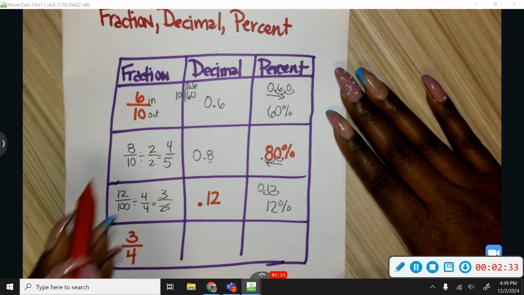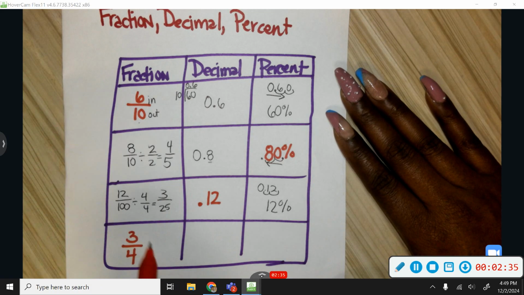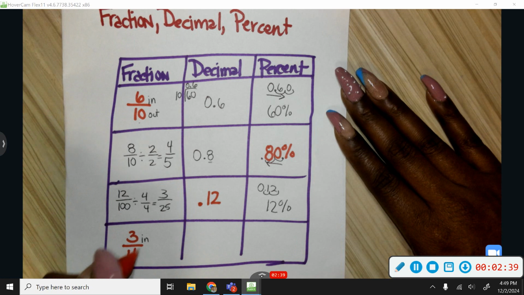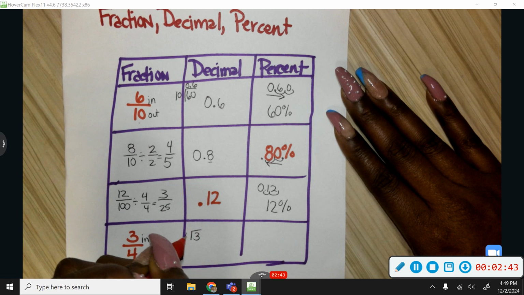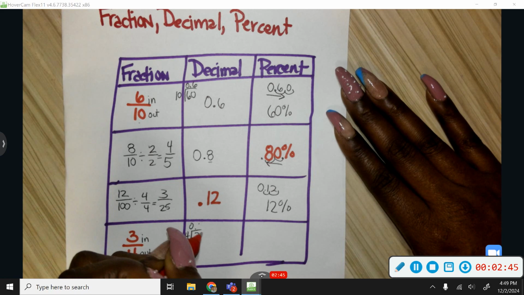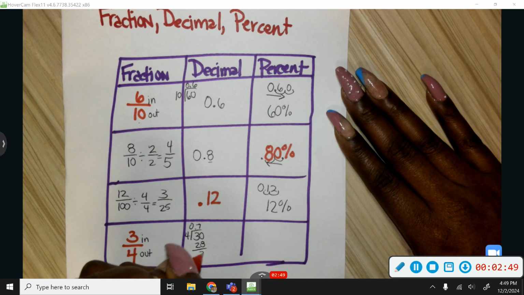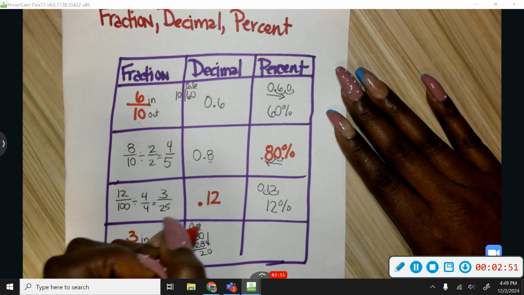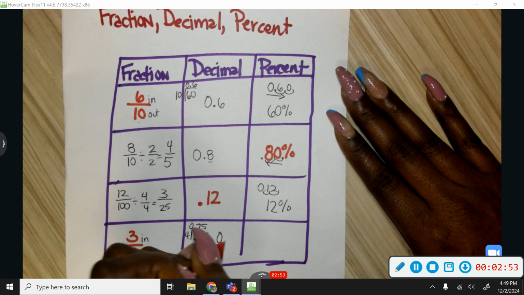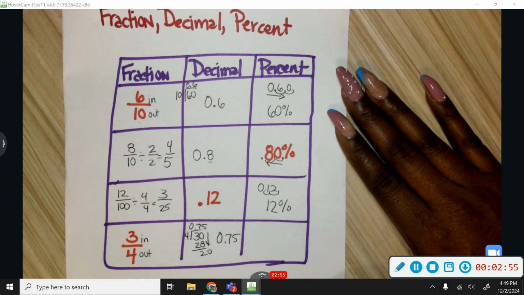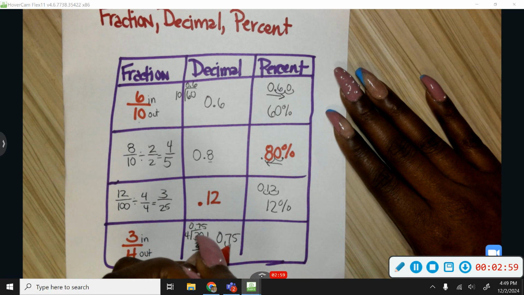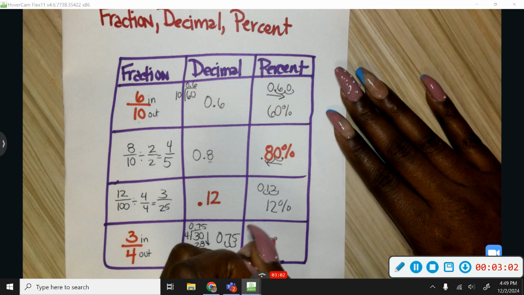Again, same process. Just like we did on number 1, I have to turn my fraction into a decimal. And I do so by going top in, bottom out. 3 goes in, 4 goes out. 4 goes in there 7 times. That's 28. Bring down the 2, and it goes in there 5. So in this case, 0.75 would be my decimal. In order to turn my decimal into a percent, 1, 2, 75%.